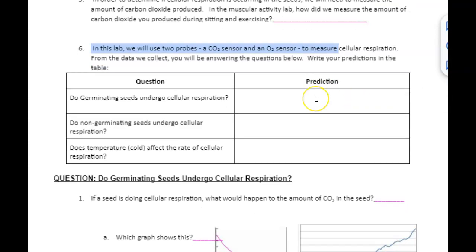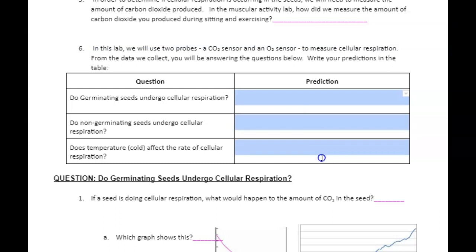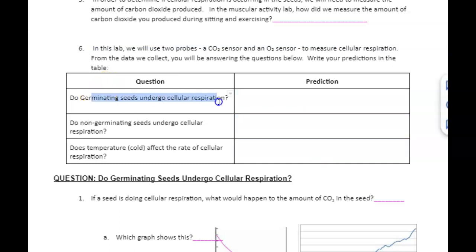We have some predictions first, though. So our big questions are, do germinating seeds undergo cellular respiration? Remember, the goal of cellular respiration is to take sugar and oxygen and to make energy. So germinating or growing seeds, non-germinating seeds. So what if they're not growing? What if they're just like the seeds you have laying around in a packet somewhere? Do they do cellular respiration?